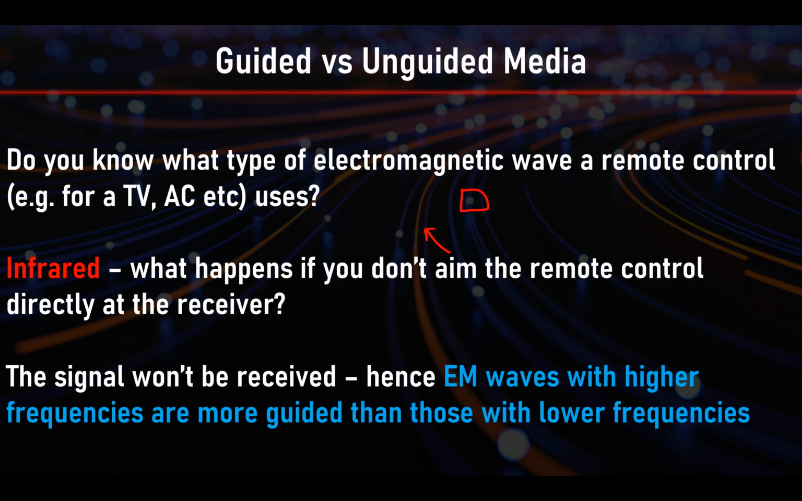So what we can say is that electromagnetic waves with higher frequencies are more guided than those with lower frequencies. If it has high frequencies like this, it's going to be quite guided, whereas if it has low frequencies, it's just going to go in all directions. Logically, that seems to make sense as well.